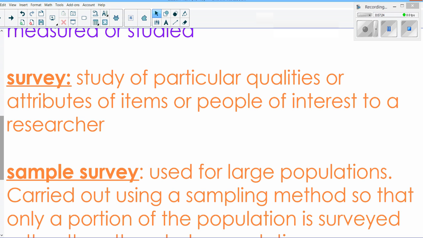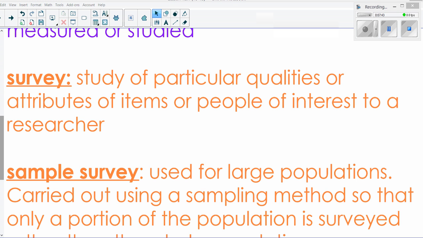Okay? Once you have that written down, a survey is a study of particular qualities or attributes of items or people of interest to a researcher. Okay, so we survey people because it's something of interest that we want to know about. Like, I really have no interest in how to bake cupcakes, so I wouldn't give a survey on it. It's of no interest to me. So, that type of thing.